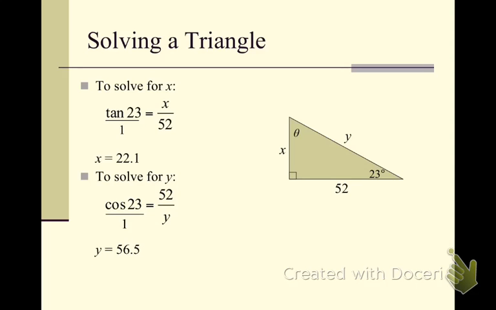So we've got our three side lengths. Here are our three side lengths: 52, 22.1 for x, 56.5 for y. We know this angle is 23 degrees. We know this angle is 90 degrees.